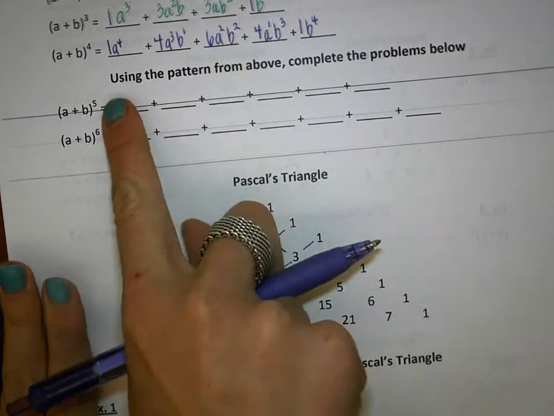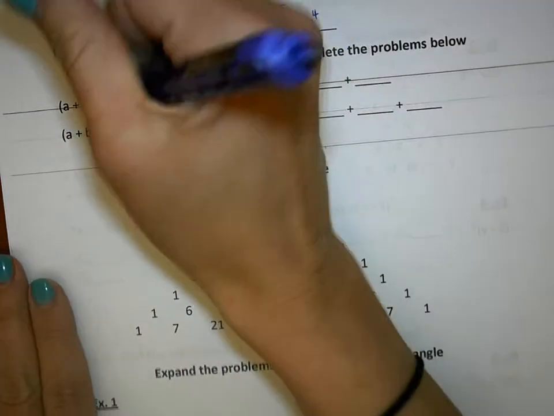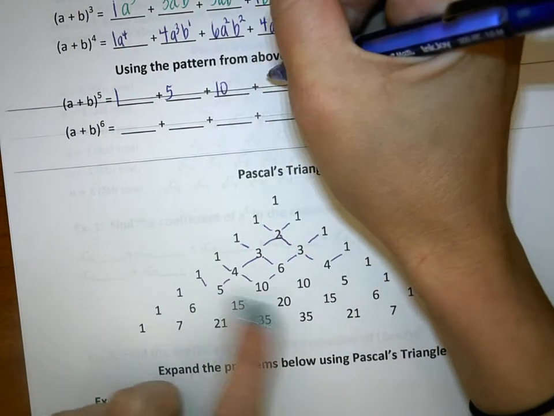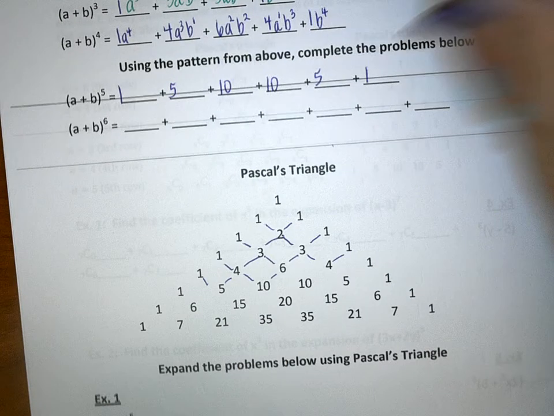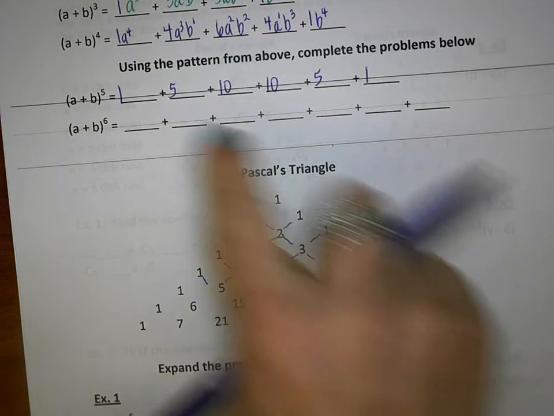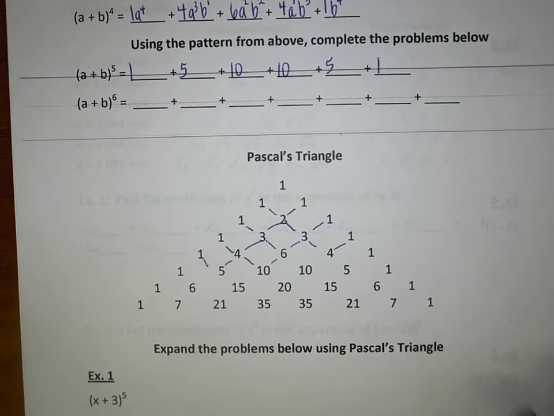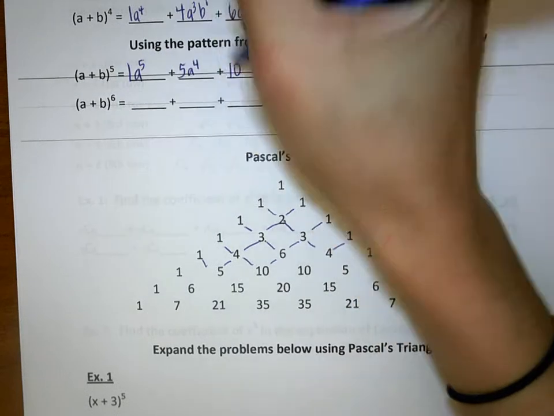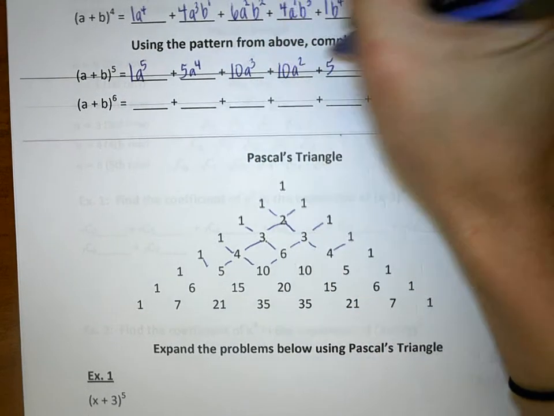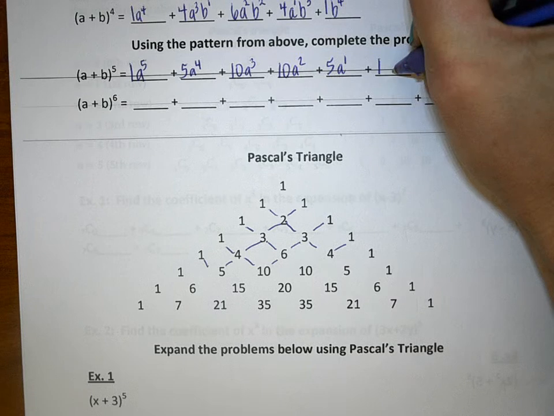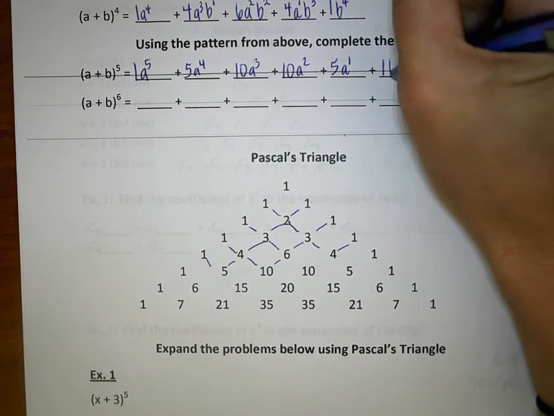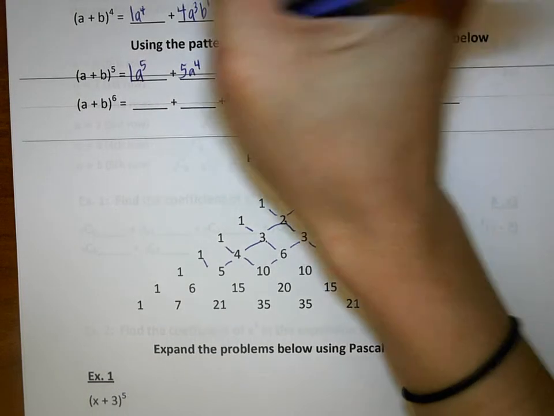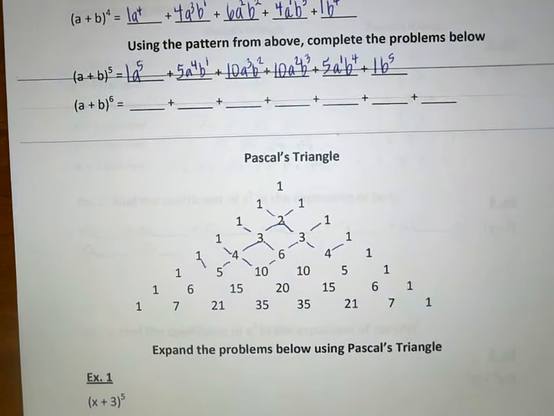And what are my numbers that are going to go in front of each of these? 1, 5, 10, 5, and 1. Good, thank you. 1, 5, 10, 10, 5, 1. Okay? A is going to be to what exponent here? A to the 5th, A to the 4th, A to the 3rd, A to the 2nd, A to the 1st, A to the 0, which I don't write. And then B to the 5th, B to the 4th, B to the 3rd, B to the 2nd, B to the 1st, and B to the 0, which I don't write.